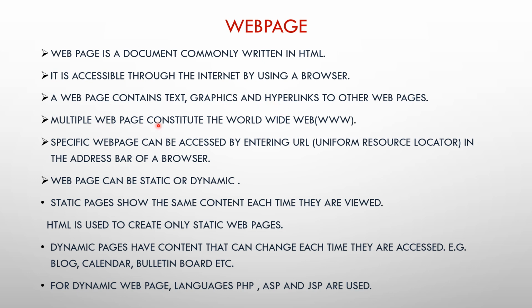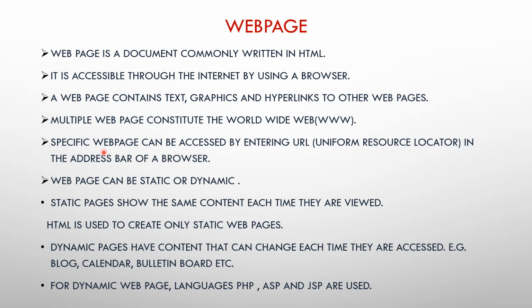Multiple web pages constitute the World Wide Web, www, very common term. Whenever you open any website, the first word you write is www. Why do you write www? Because World Wide Web is a collection of millions of web pages. And what is web page? It contains the information, and all the information is stored in www. So whatever information you want to retrieve from the internet, for that you need to type www dot whatever the website name. So www contains the information stored on internet.